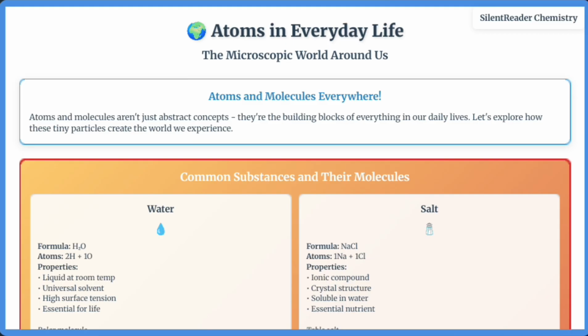Atoms and molecules aren't just abstract concepts, they're everywhere in our daily lives. Water is H2O with 2 hydrogen and 1 oxygen atom, salt is NaCl with sodium and chlorine ions, sugar is C12H22O11 with 12 carbon, 22 hydrogen and 11 oxygen atoms, and oxygen gas is O2.